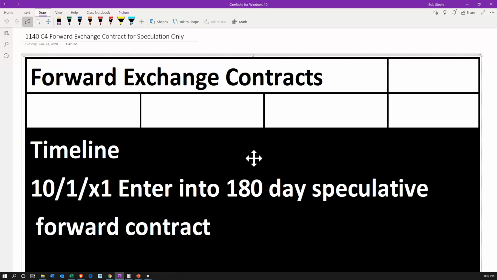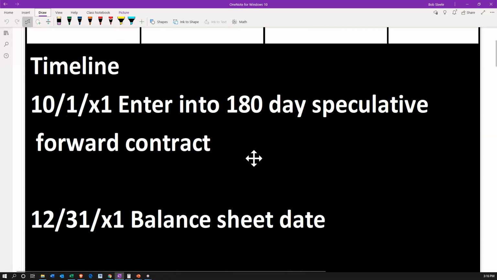We're going to be dealing with a forward exchange contract. We have a timeline. The timeline will be on 10/1/X1, we entered into a 180-day speculative forward contract. So it's going to be a 180-day contract. We're going to focus specifically on the forward exchange contract and not have it related to anything else. So we're going to focus in on it.